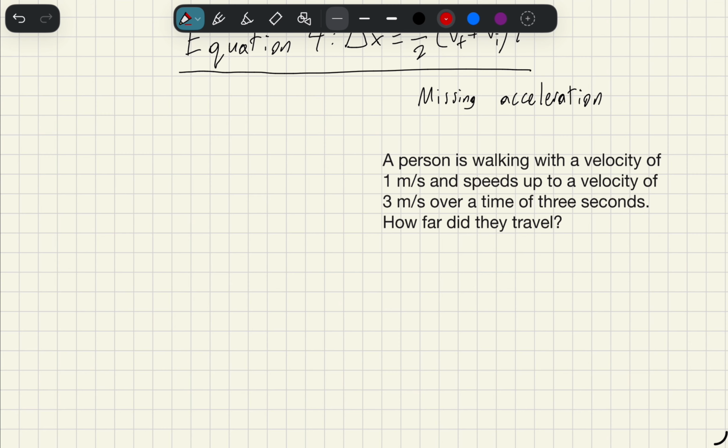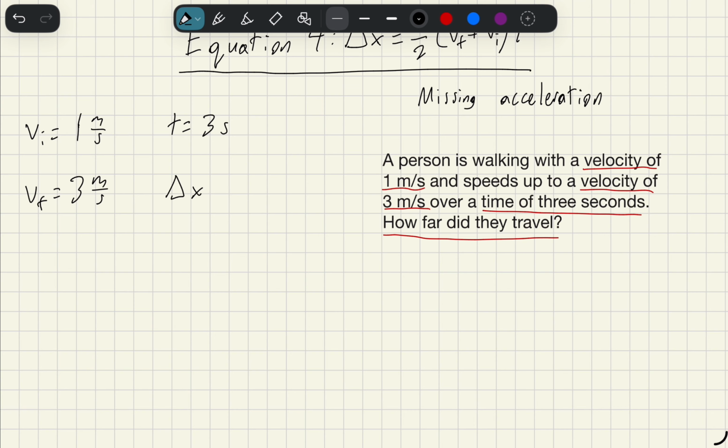We have a person walking with a velocity of 1 meter per second. So that is our initial velocity. They speed up to a velocity of 3 meters per second. So that's our final velocity. Over a time of 3 seconds. So that is our time. And it asks us how far did they travel? So it wants delta x.